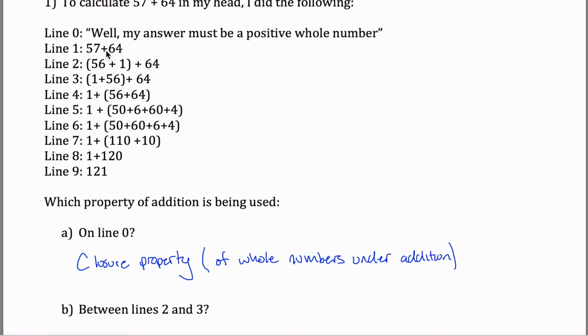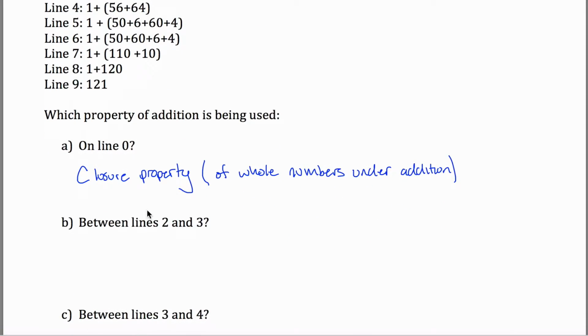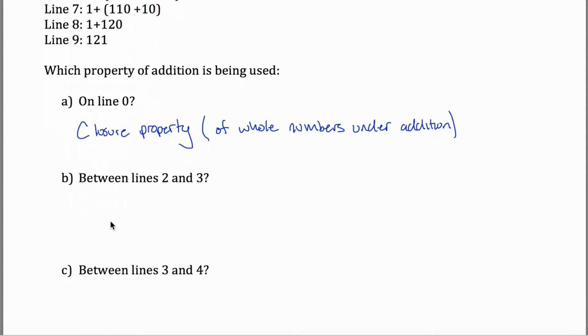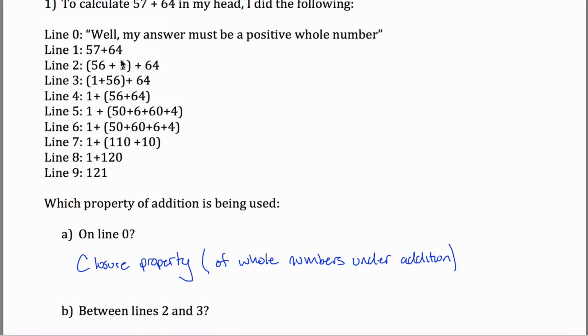So what about between lines 2 and 3? Well, let's see. Then I said, all right, I got 57 plus 64, and I broke that up to 56 plus 1, which I then changed to 1 plus 56. So from line 2 to 3, all that changed is instead of 56 plus 1 here, I wrote 1 plus 56. That's the commutative property. Commutative property of addition, if we're being technical. And what the commutative property allows you to do is change the order that you write things. So 56 plus 1 is the same as 1 plus 56.